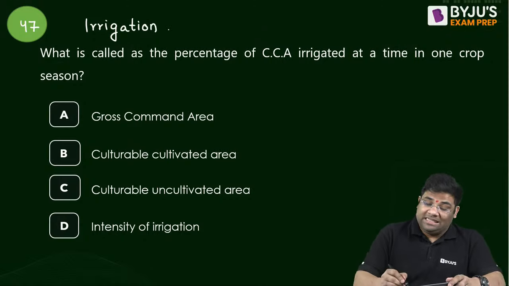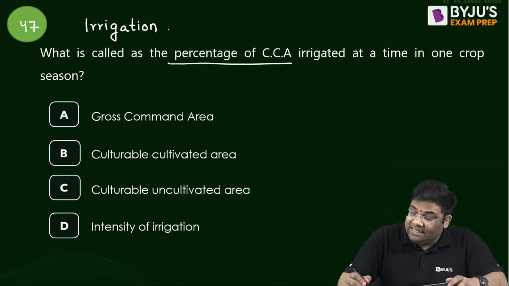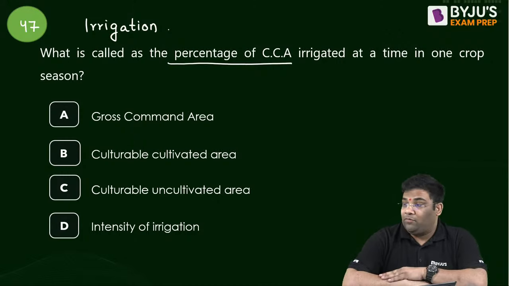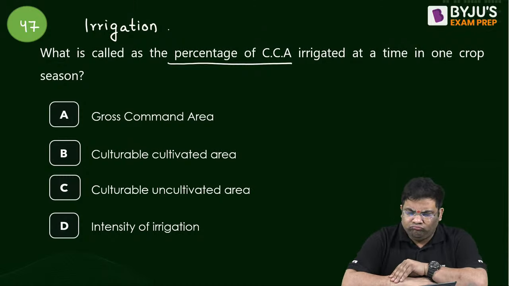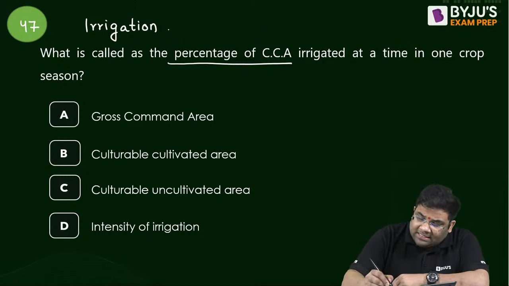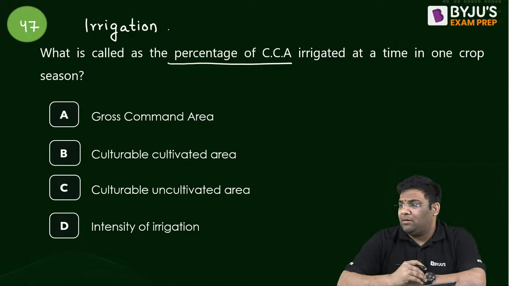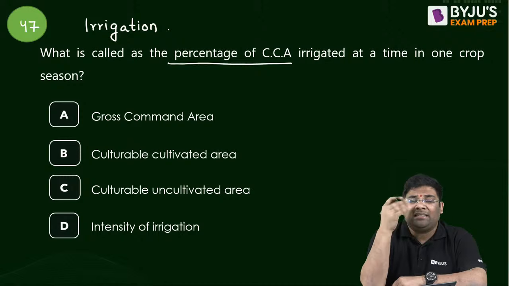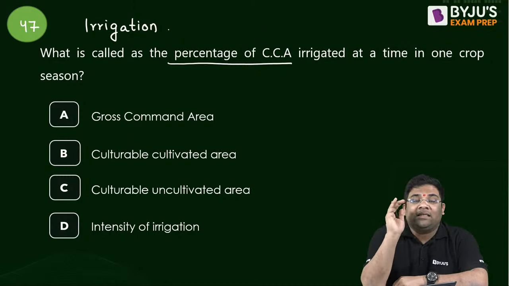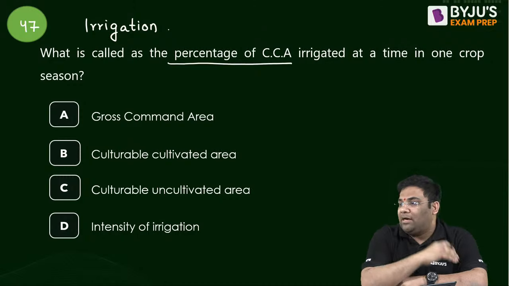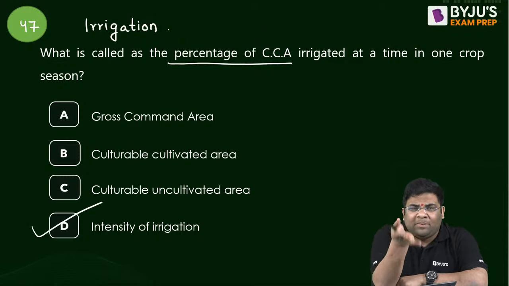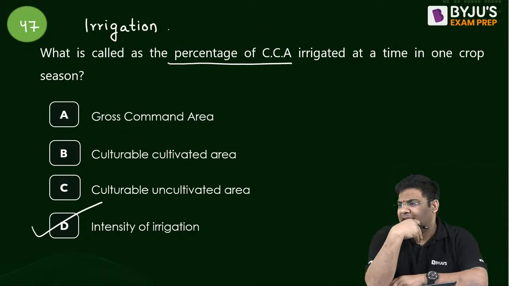What is called the percentage of CCA irrigated at a time in one crop season? I discussed this question, question 47. What is the answer? They're not asking the CCA full form. Read the question. They're asking the percentage of CCA irrigated. I discussed it yesterday, and also when I was discussing the hydrology and irrigation questions. It is intensity of irrigation. Intensity of irrigation is the percentage of CCA which is irrigated.